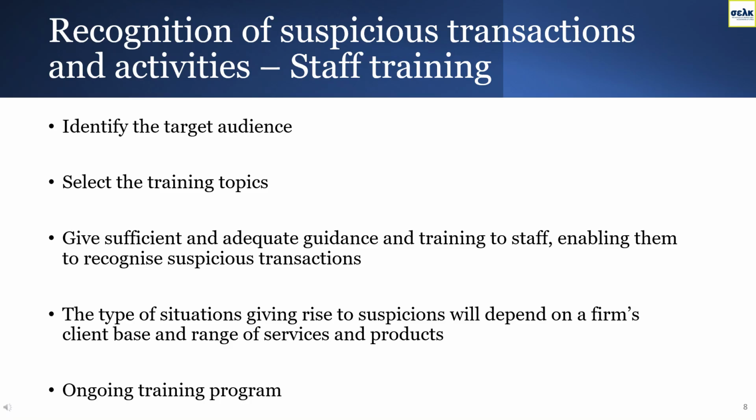To effectively recognize suspicious transactions and activities, it is essential to provide your staff with adequate training. Begin by identifying the target audience. Each department or position should receive training tailored to the specific issues relevant to their roles. Once you have defined the audience, the next step is selecting appropriate training topics, such as general AML information, the legal framework, penalties for violations, how to respond to suspicious activity, internal policies, reporting procedures, and practical case studies. Ensure that your staff receives clear guidance on recognizing suspicious transactions. It's important to explain that the situations that may trigger suspicion will vary depending on your client base and the range of services and products your firm offers.